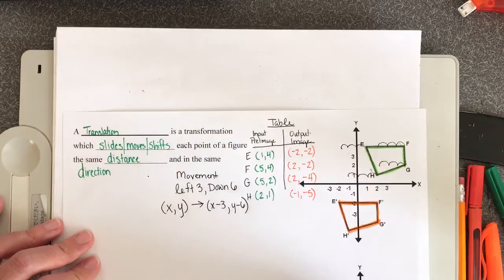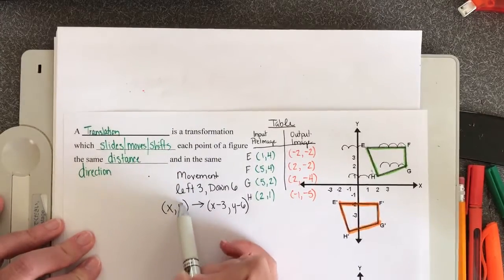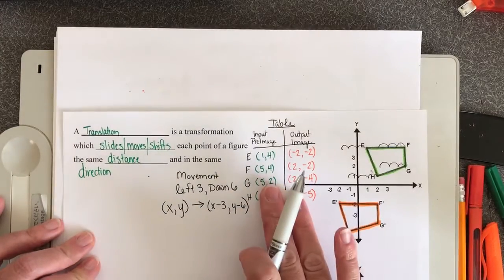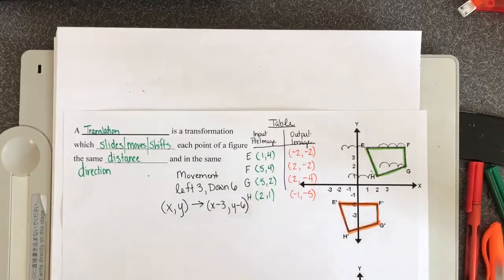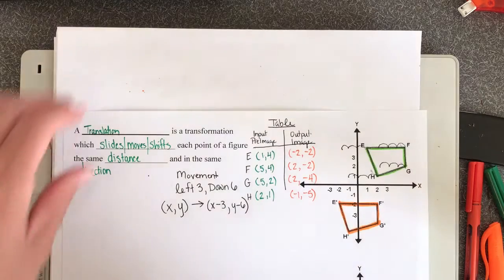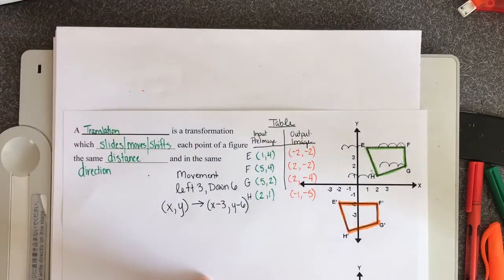So now we have our four representations. We've got our verbal description, our algebraic rule, our table of values, and our graph. One thing that I want to point out when it comes to translations is whenever you make segments from the original to the image, notice what happens.